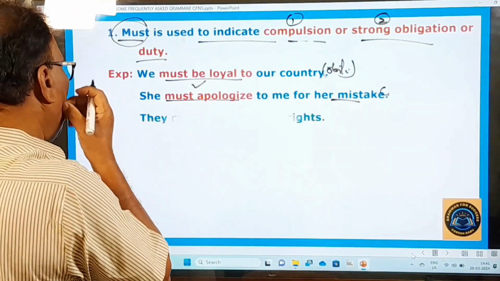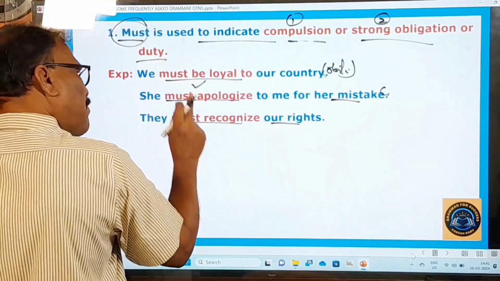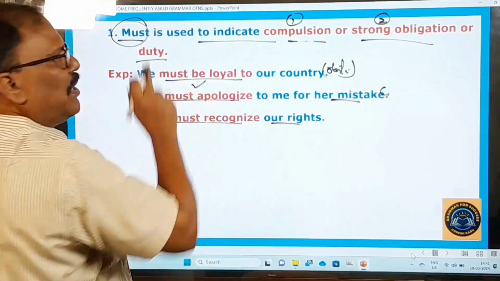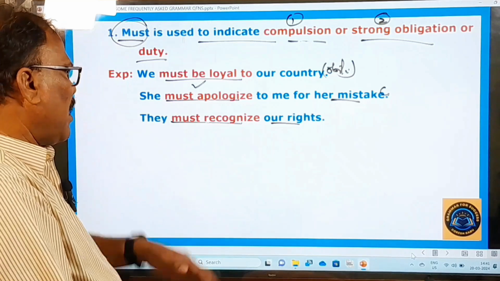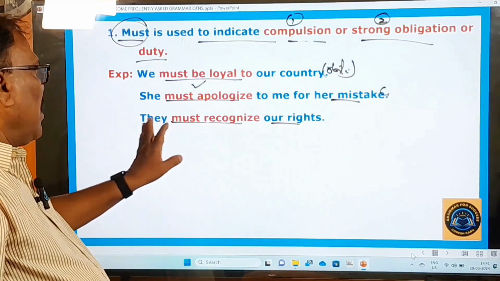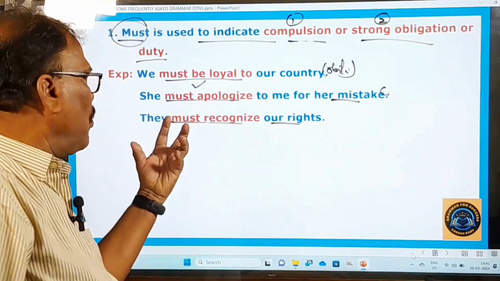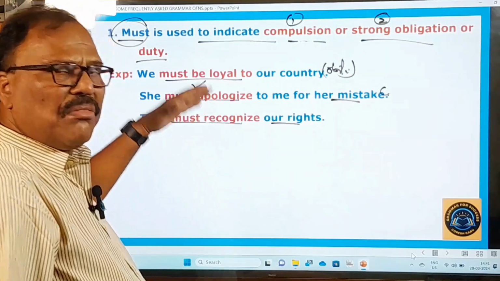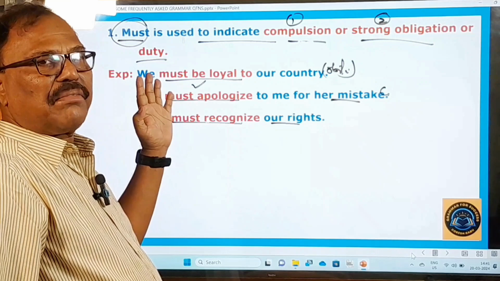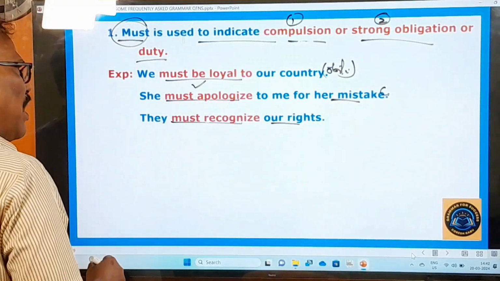One more example here I would like to give you. They must recognize our rights. It's again a compulsion. You can also think it is their duty, or their moral duty. They must recognize our rights. వారు మన యొక్క హక్కులను గుర్తించవాలి. అలా గుర్తించడం, that is their obligation. That is their duty. Right. So in this way, must indicates compulsion or strong obligation or duty.